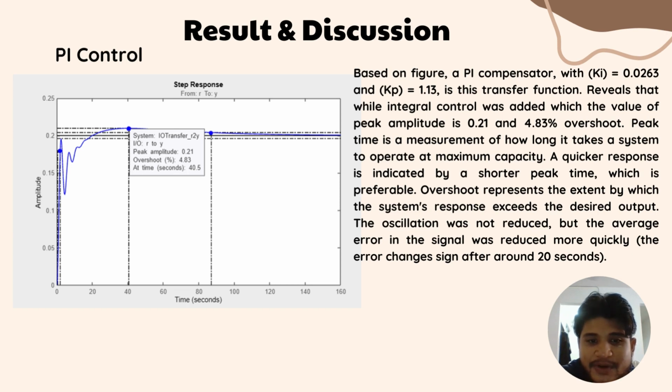A quicker response is indicated by a shorter peak time, which is preferable. Overshoot represents the extent by which the system response exceeds the desired output. The oscillation was not reduced, but the average error in the signal was reduced more quickly, especially the error changed sign after around 20 seconds.